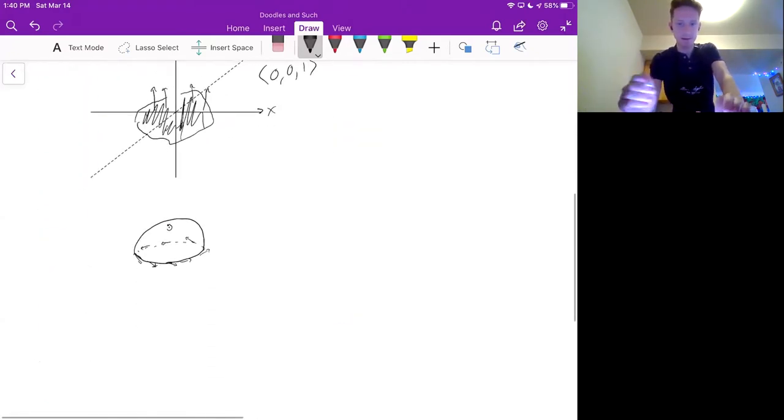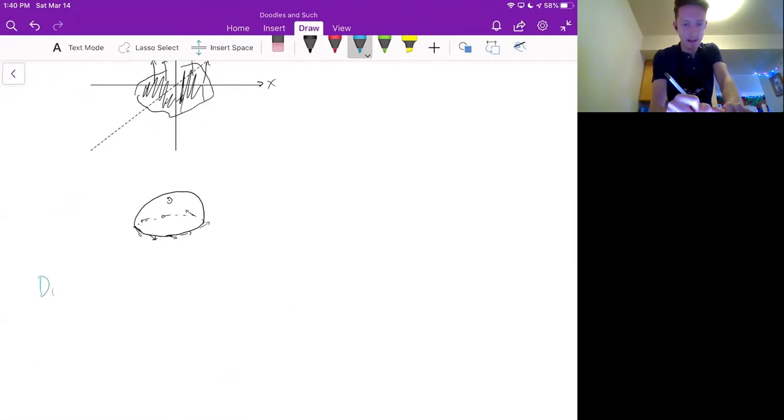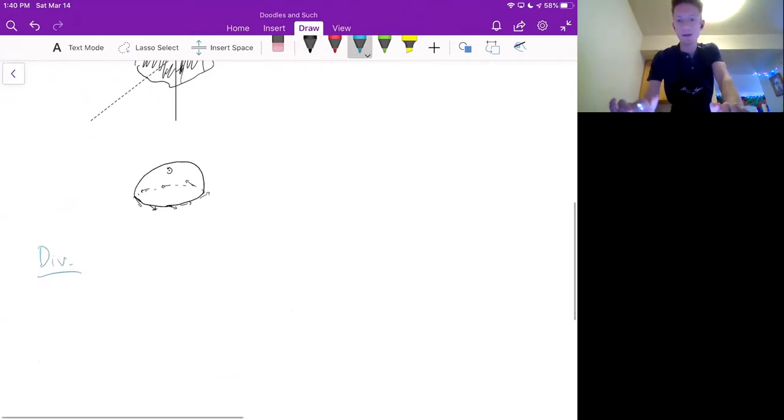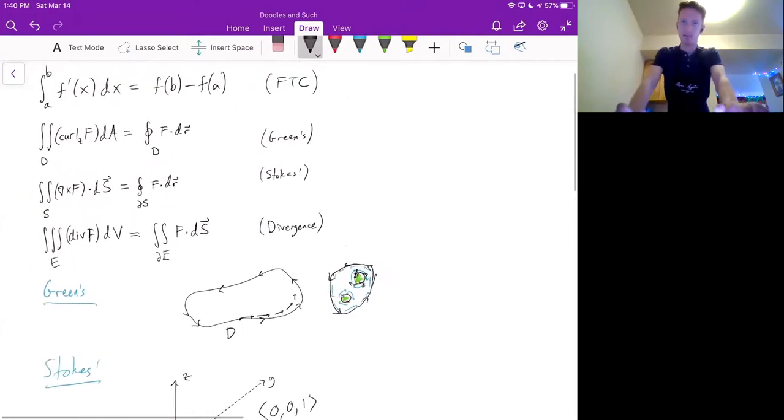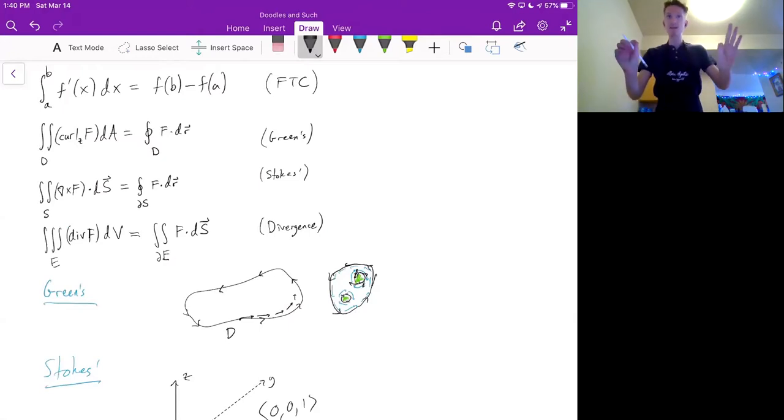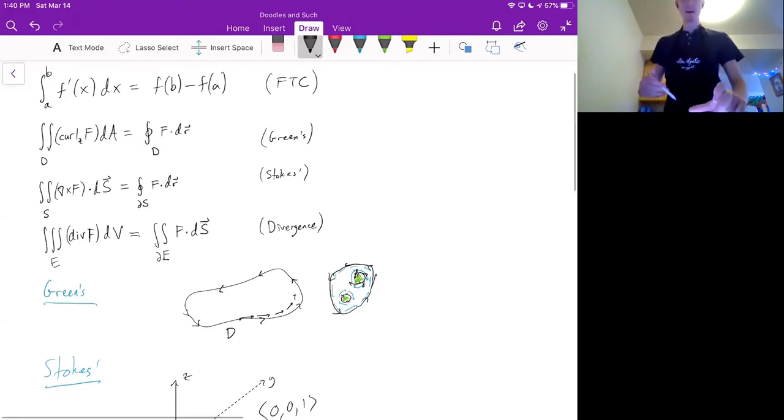Okay, and then there's the divergence theorem, which is the next step up. In the fundamental theorem of calculus, we integrate over line segments. In Green's theorem, we integrate over regions. In Stokes' theorem, we integrate over surfaces. Those are two-dimensional. In the divergence theorem, we can integrate over a three-dimensional region.